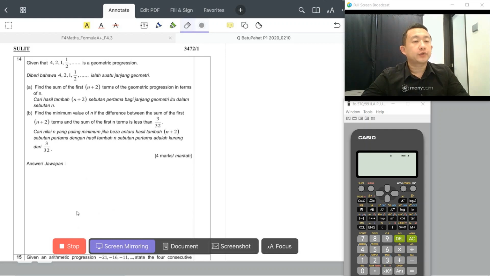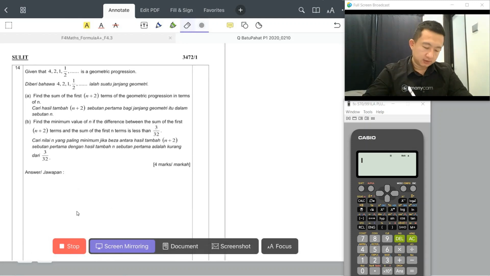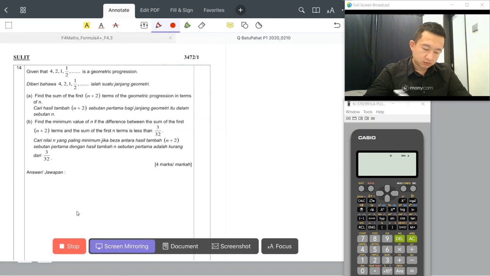Given that 4, 2, 1 and 1 over 2 is a geometric progression. Okay, GP, so we're looking for the R. So the R here, 1 divided by 2 is 1 over 2. Okay, find the sum of first n plus 2 terms for a GP in terms of n.